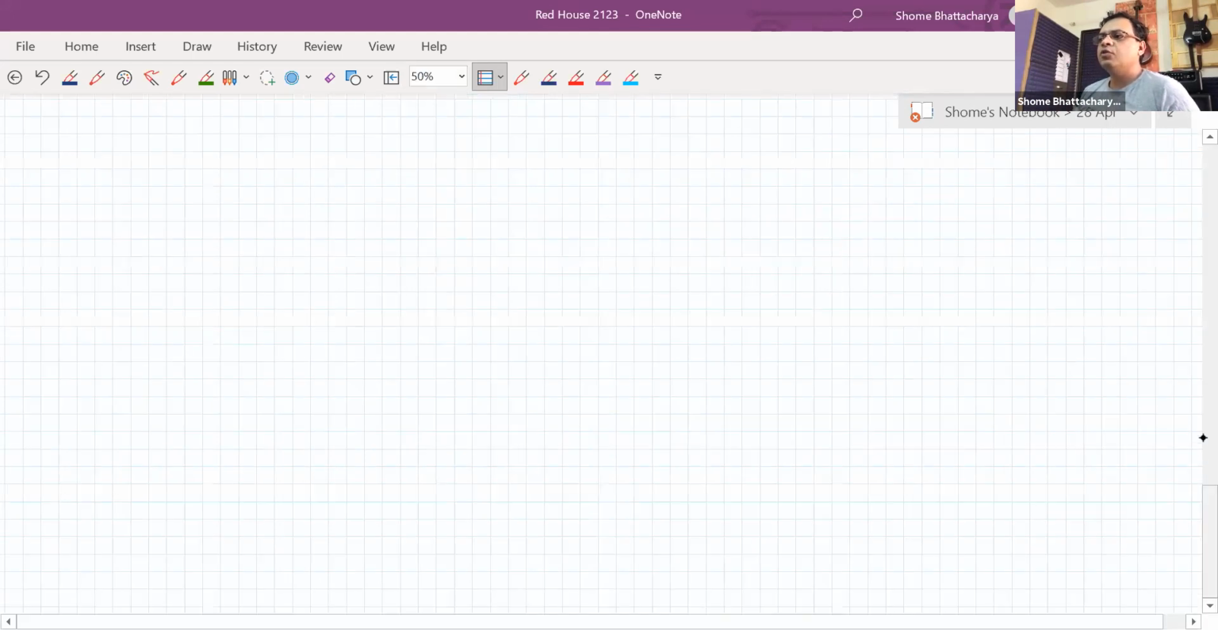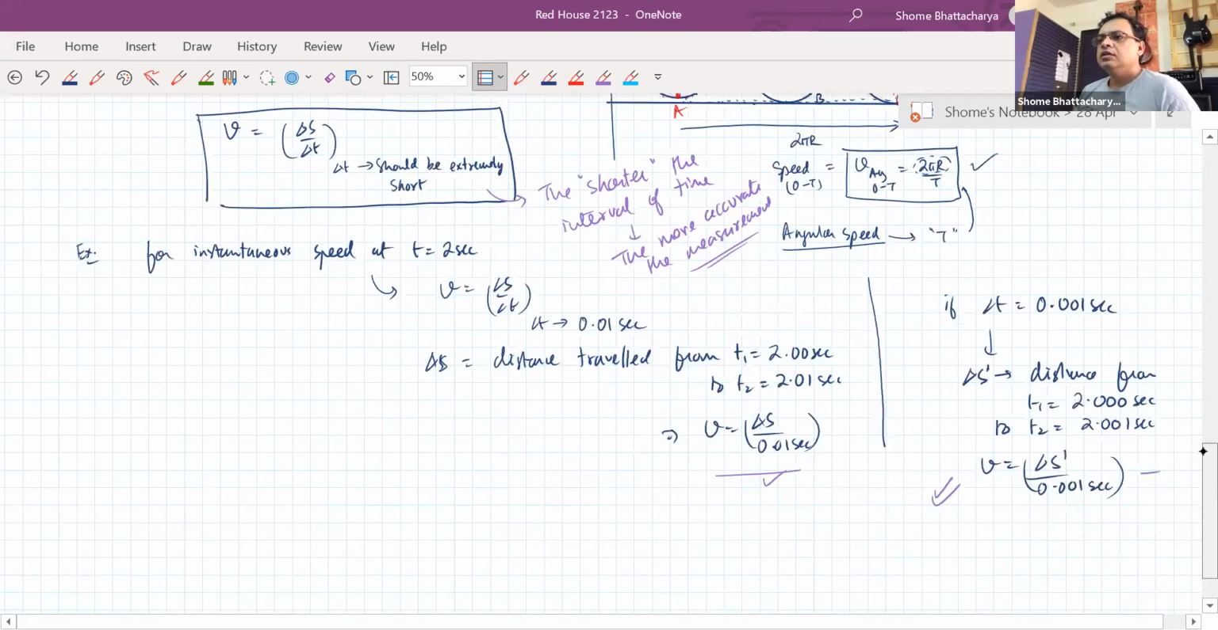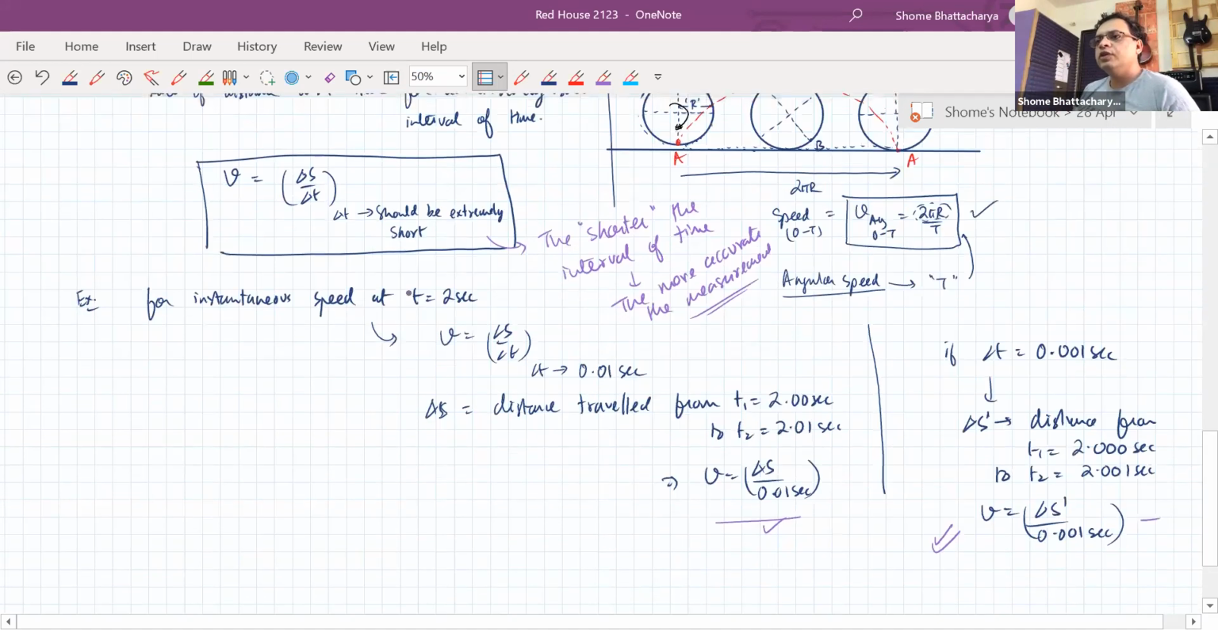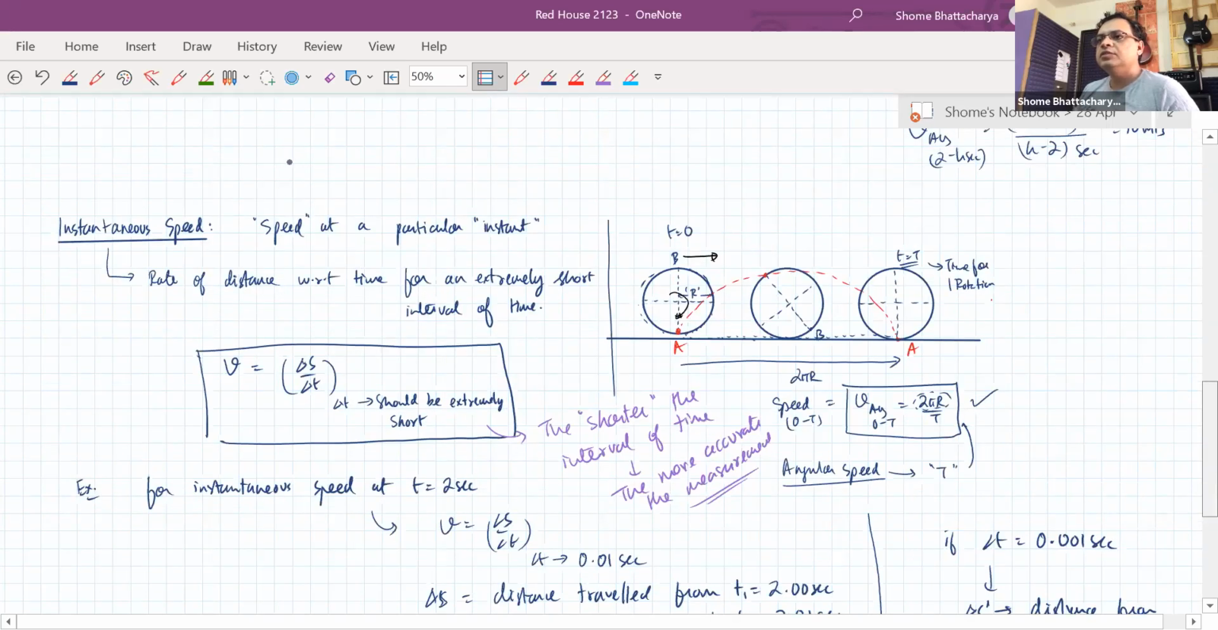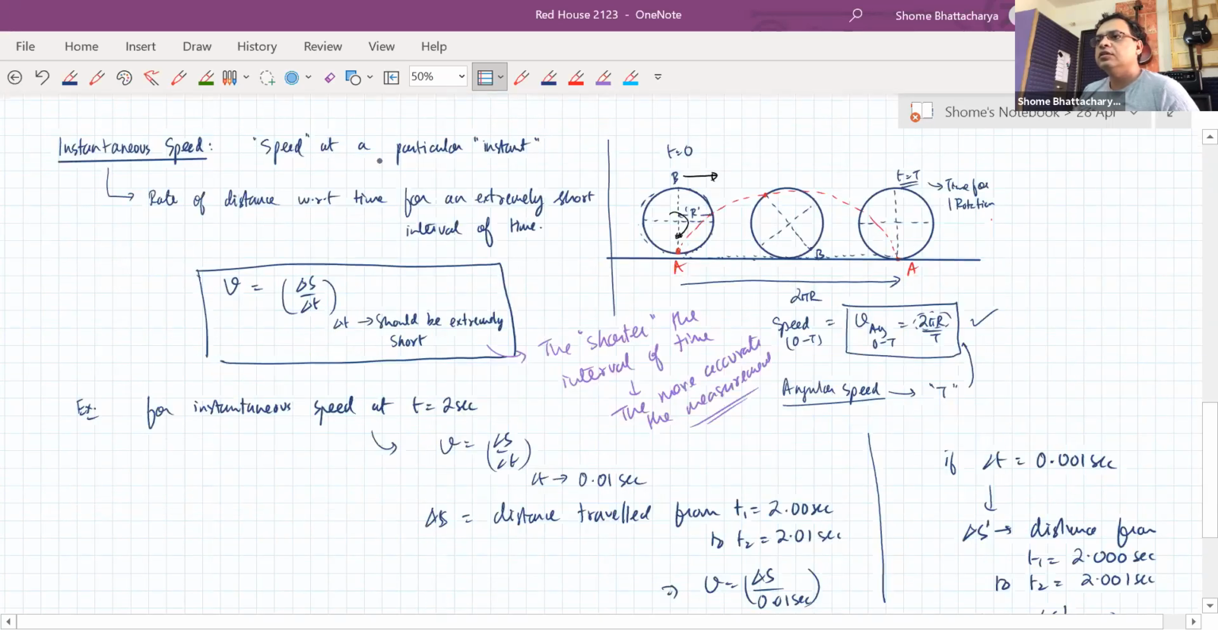In the last example, what I'm saying is that, let's say we want to calculate instantaneous speed for something which is moving. Instantaneous speed is always defined at a particular instant of time. That's how we've seen the definition. It is the speed at a particular instant. But how do we measure the speed at a particular instant? Practically, it becomes the rate of distance with respect to time for an extremely short interval of time. This definition is clear, no?